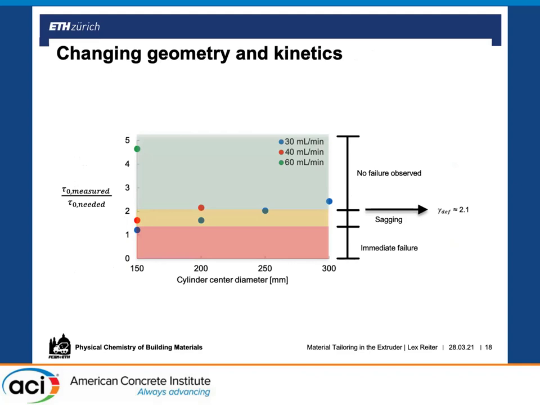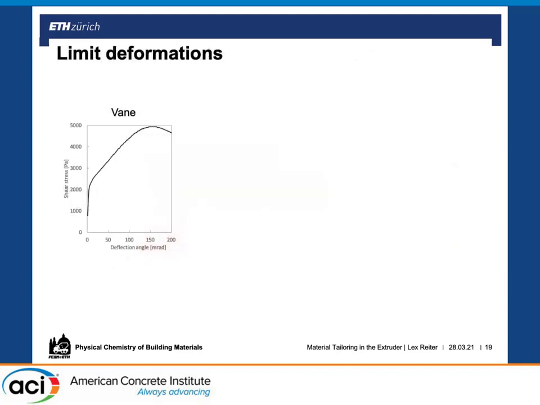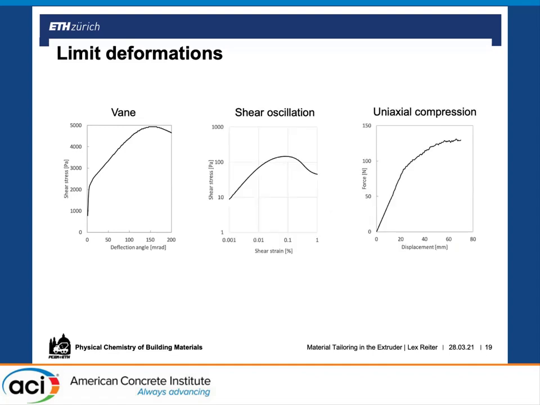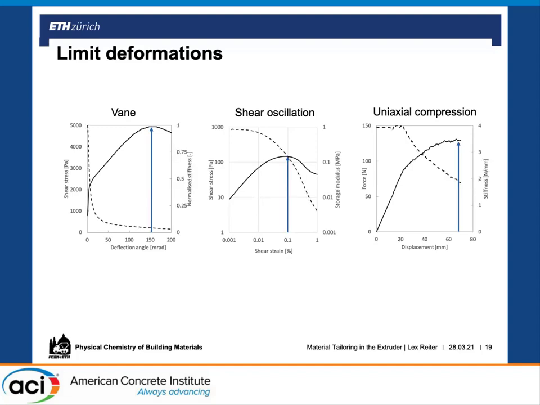So what does this actually mean, looking at other measurements? As you know, we can calculate yield stress from different experimental methods. So here is an experiment from Vane, shear oscillation and uniaxial compression. And the yield stress would be taken here. But you can observe that there is already a lot of deformation and a very substantial decrease of the stiffness of the material happening before. So the value we should actually consider is at the end of the linear regime, and this is about here.